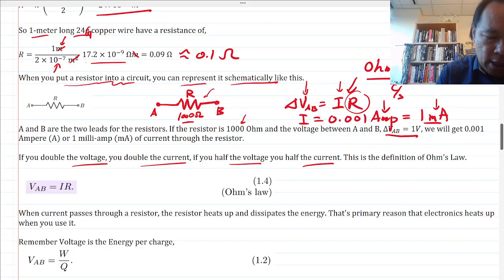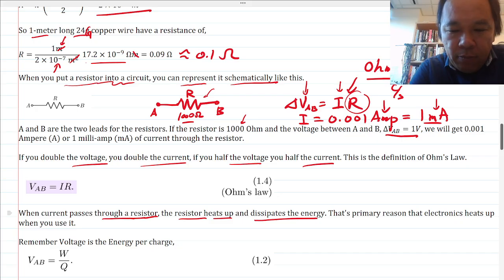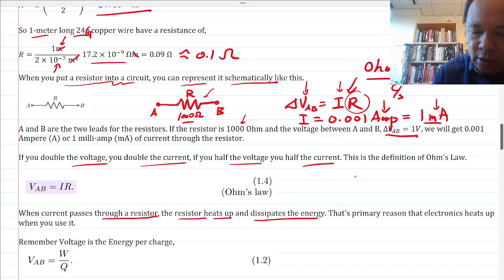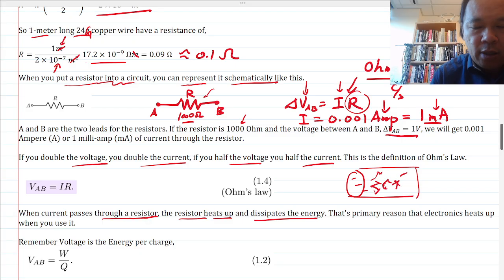One thing that does happen when you're passing current through a resistor is that the resistor is going to heat up. Heating up is a way for it to dissipate the energy. The reason the resistor dissipates energy is that when the electron passes through it, it doesn't get to go in a straight line, so it's bouncing back and forth. This bouncing back and forth heats up the entire resistor itself. So remember that.